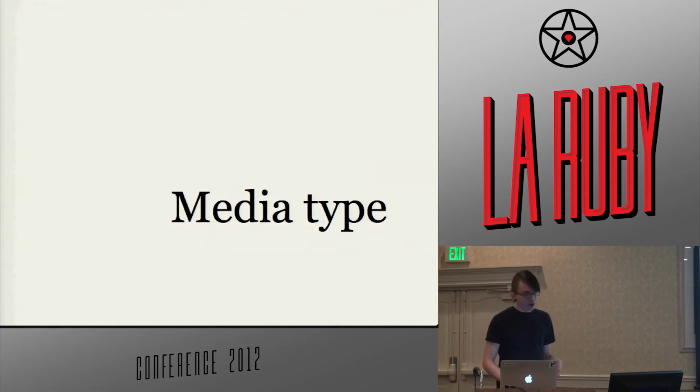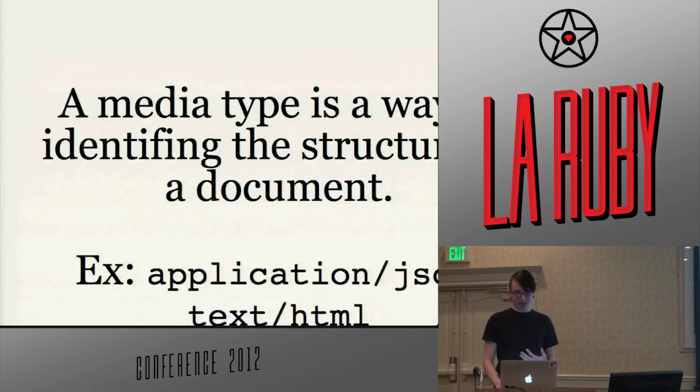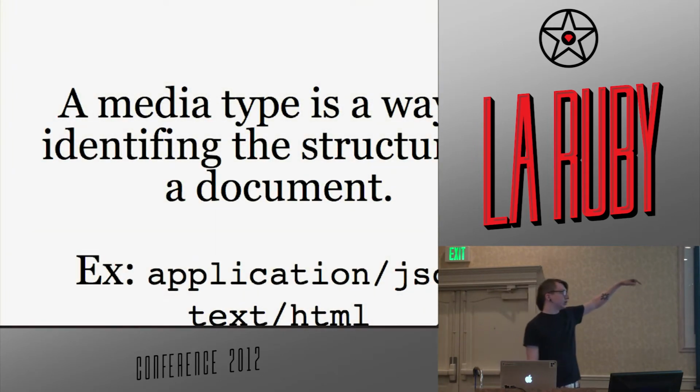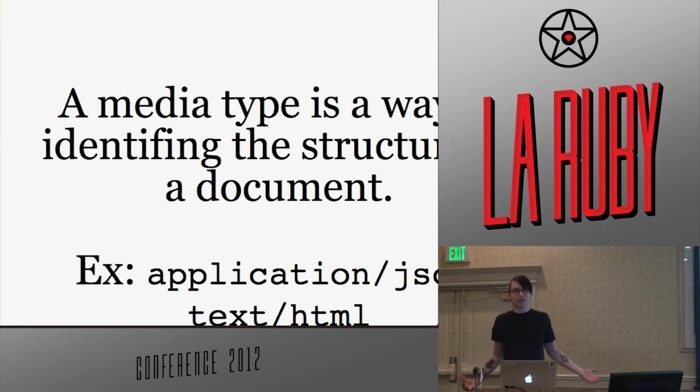The other thing is media types. You might know them as MIME types. A MIME type is the specific one from the MIME spec, but whatever, we use it with browsers. Media type is a more generic word for MIME types. But basically, it's a way of identifying the structure of a document. So you might have application/json or text/html. This is metadata that describes how the document is actually built.